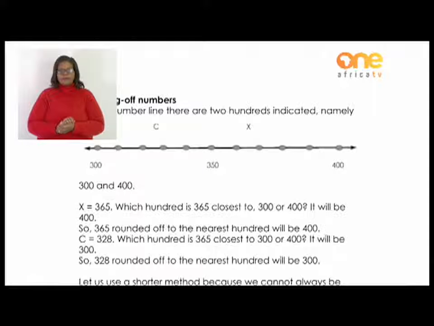Moving to page 14. Rounding of numbers. There is a number line drawn there for work to be much easier when it comes to rounding numbers. The notes. On this number line, there are two hundreds indicated, namely, there is a 300, there is a 400, in the middle there is 350, there is also a C, and there is X.